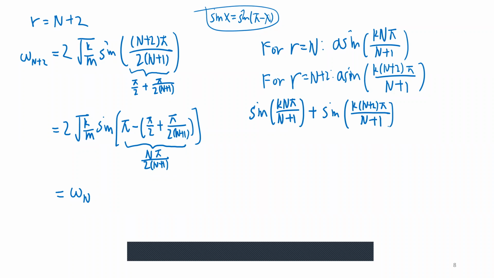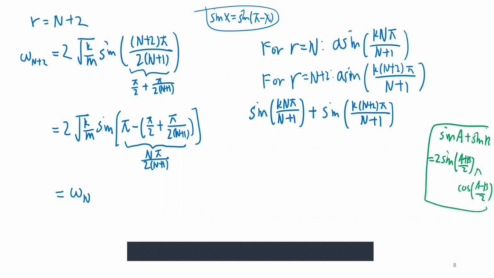Sine this term here plus sine this term here. So we recall that the identity that we can use is sine A plus sine B equals 2 sine of (A plus B) over 2 times cosine of (A minus B) divided by 2. Okay, so use this identity here.